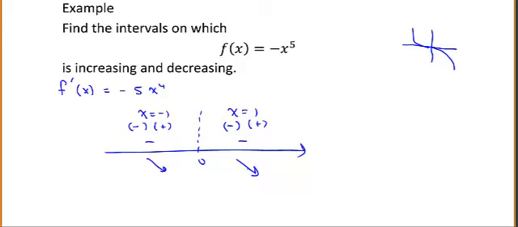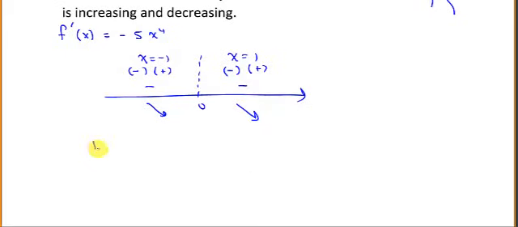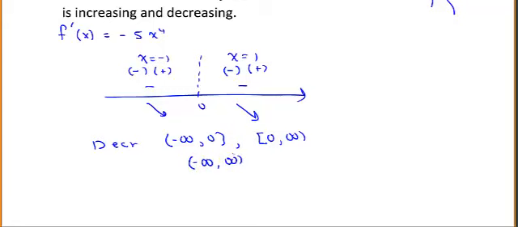So what happens here is we're decreasing, we're never increasing. On negative infinity to 0 and 0 to infinity. So we're decreasing from negative infinity to infinity. If I take a bigger x any place along here, it'll produce a smaller y value.